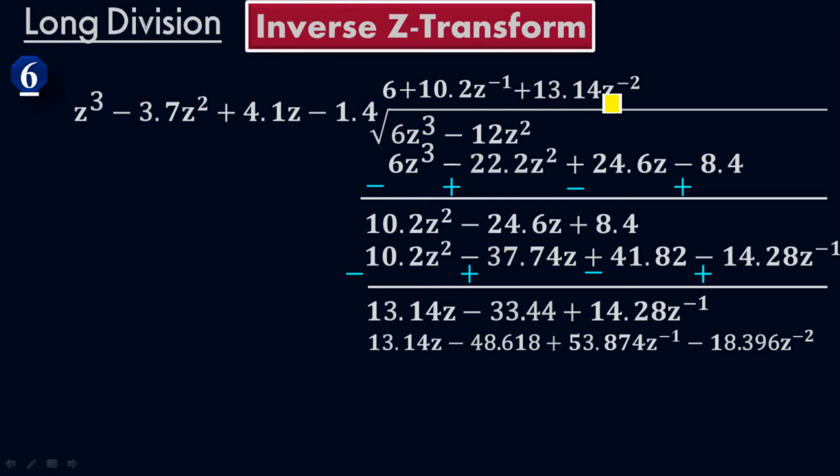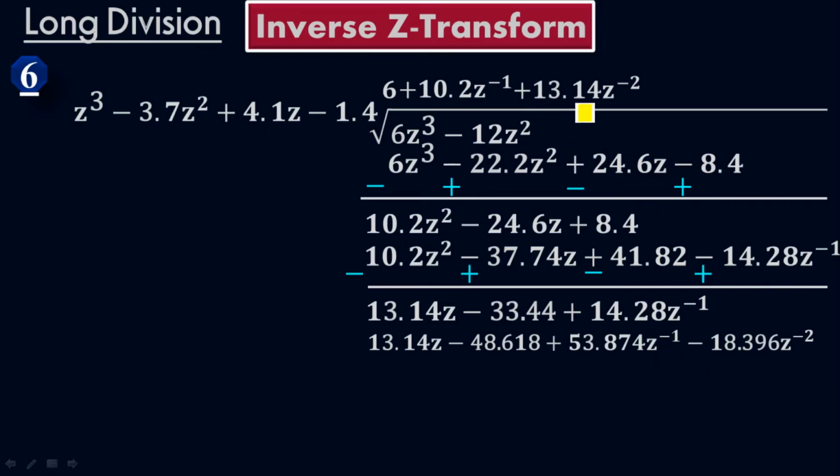Similarly, 13.14 z to the negative 2 times 4.1z equals 53.874 into z to the negative 1. When you write z to the negative 2 equals 1 over z squared, you will get 13.14 over z squared. And then when you take the product of 13.14 over z squared with 4.1 into z, you will get 53.874 times z to the negative 1. Look, one z cancels with the z here. You will still be left with a z in the denominator. And then when you bring the z up, you will get z to the negative 1.